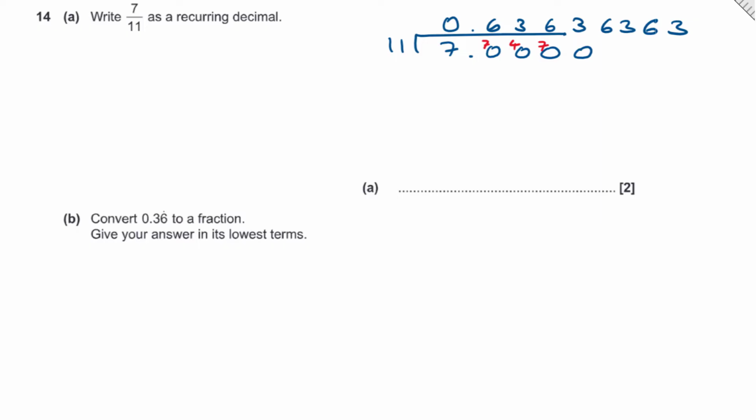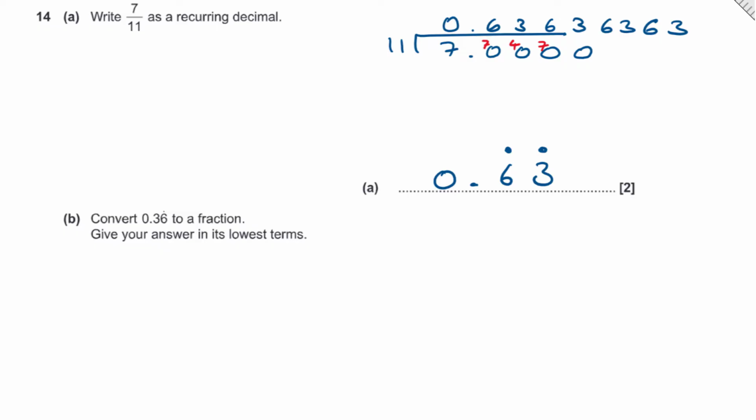Okay, so we've got the pattern now, so we can then write that down as a recurring decimal. So it's going to be 0.63. The pattern starts here, stops here. These are the two ones that are repeating, aren't they? So 6 3 6 3 6 3. It's like that.